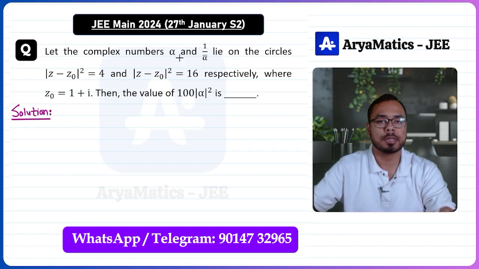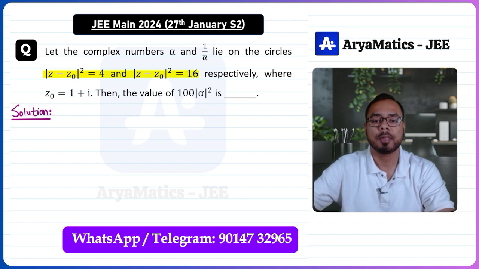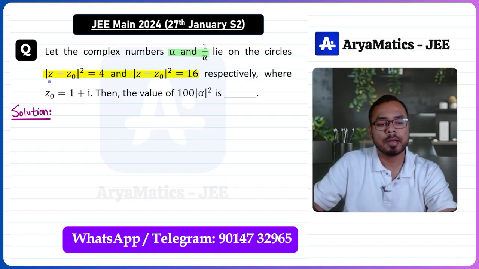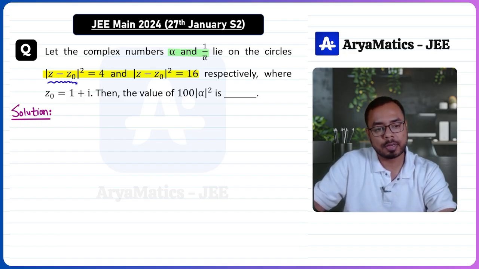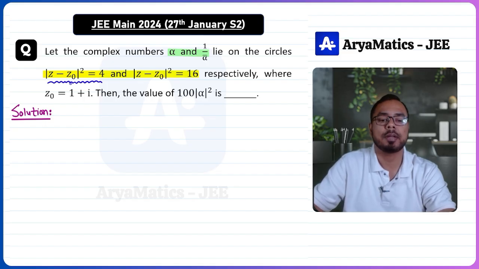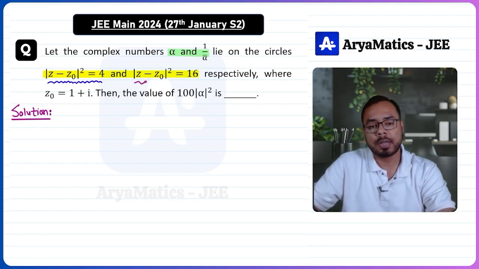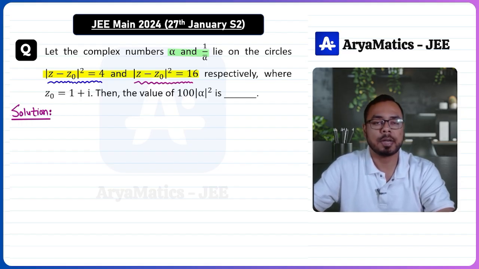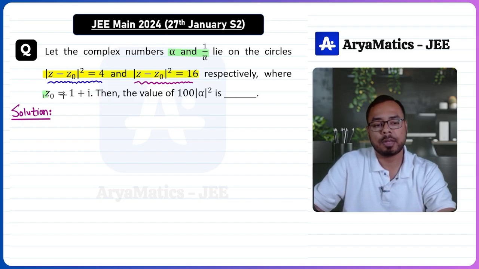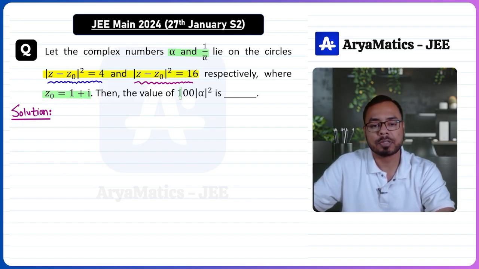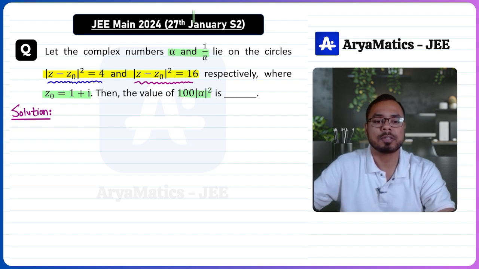Let the complex numbers alpha and 1 by alpha conjugate lie on these two circles respectively. That means alpha is on the first circle, mod z minus z naught square equals 4, and 1 by alpha conjugate is on second circle. Also, you can see that these two are concentric circles because for both of them, the center is at point z naught, right? And it is given that z naught is 1 plus iota. Then the question is, what is the value of 100 into mod alpha square, right?